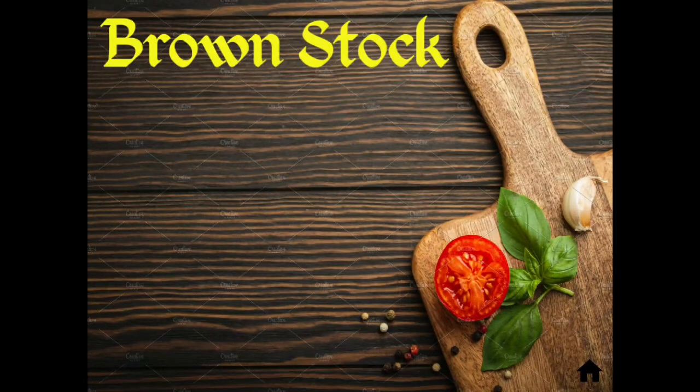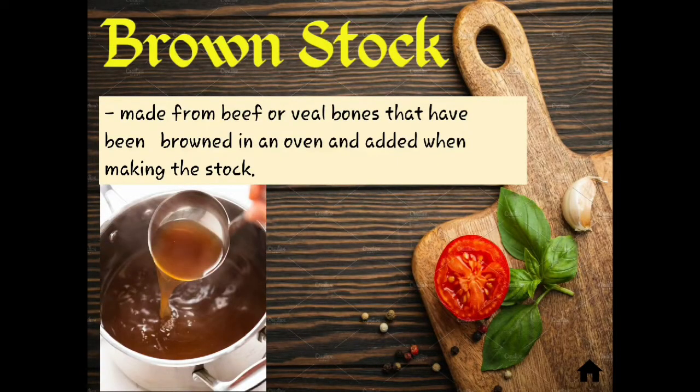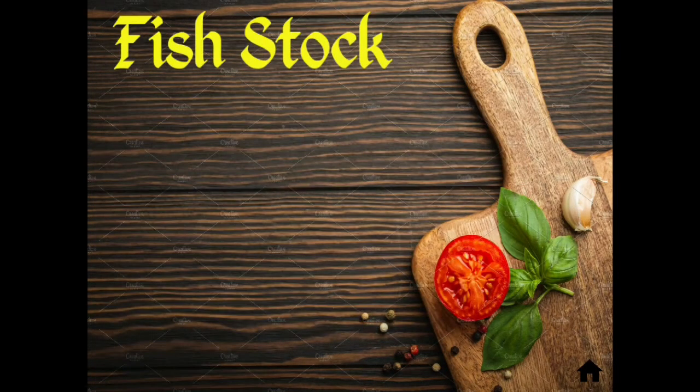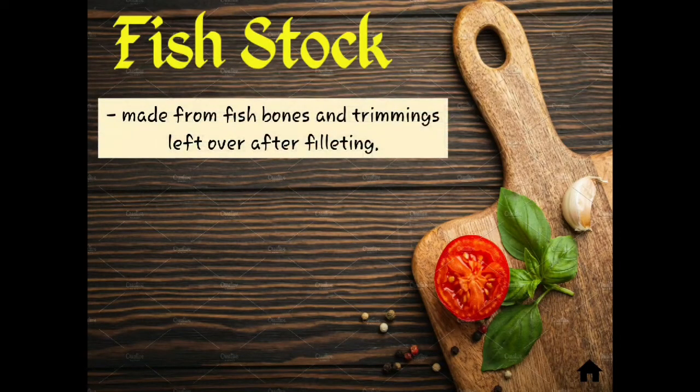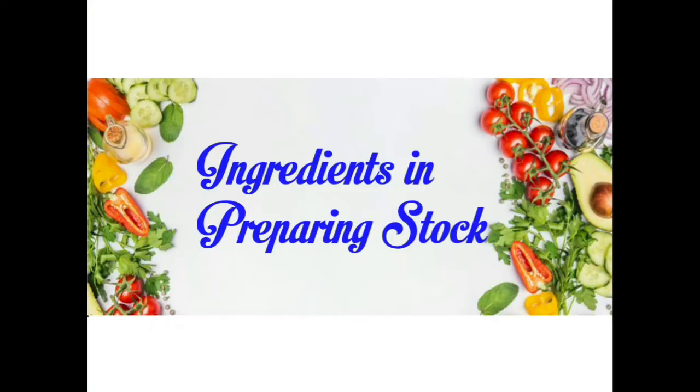The third one is the brown stock. It is made from beef or veal bones that have been browned in an oven and added when making the stock. And the last one that we have is the fish stock, which is made from fish bones and trimmings left over after filleting. And those are the different classifications of stocks. And now let us move on with the different ingredients in preparing stocks.